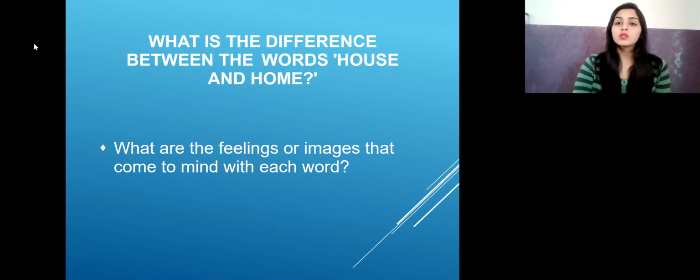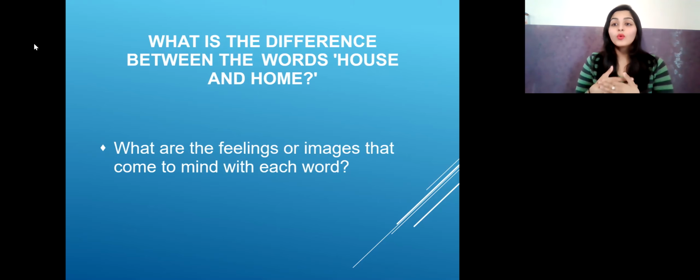Now, everyone knows house and home is almost one and the same thing, right? But there is a very big difference, not difference in the meaning, but difference in how the meaning is to be told, right? What are the feelings or images that come to your mind when each of the word is said? Both images are similar, but a house is a normal house, but home is our own home.